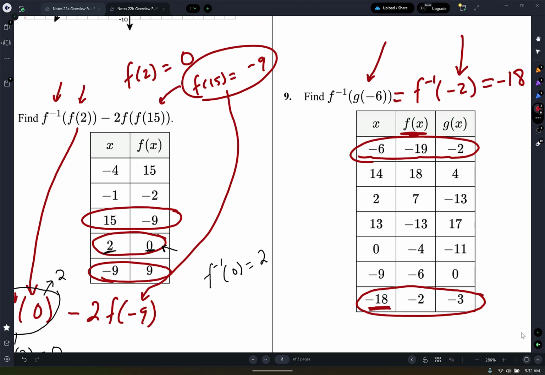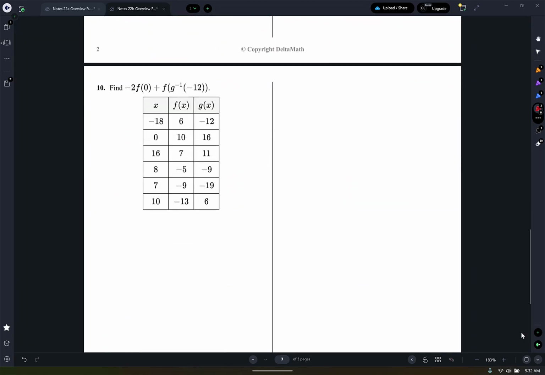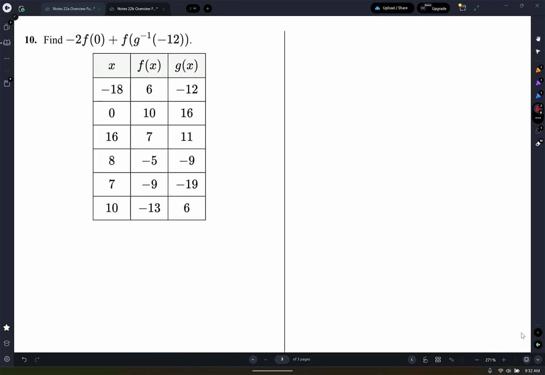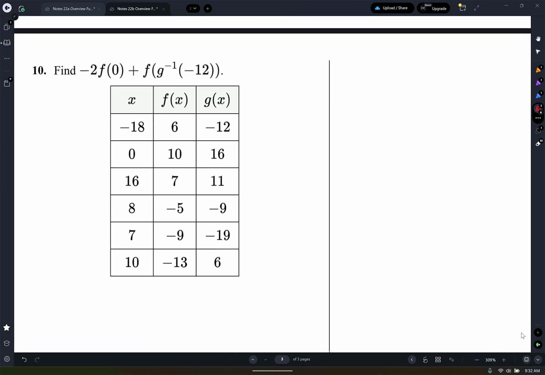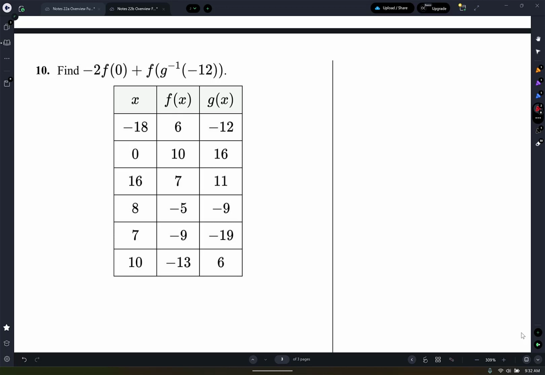Let's do one more. I know that you don't have this one. I don't know if you want to copy and paste it real quick. Do you want to write it down in the corner somewhere really quick? So take 10 seconds to write it down really fast.